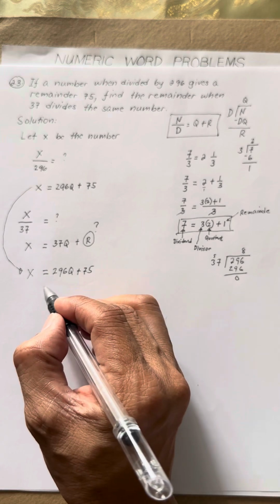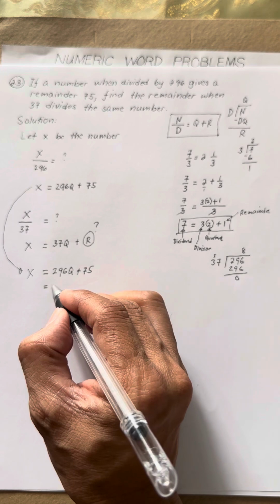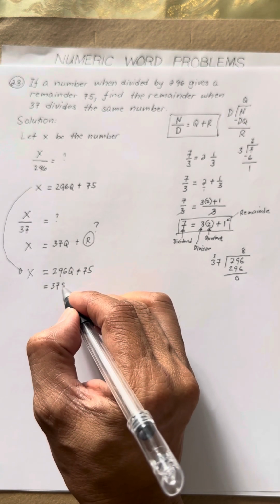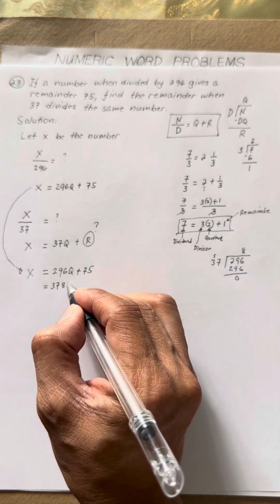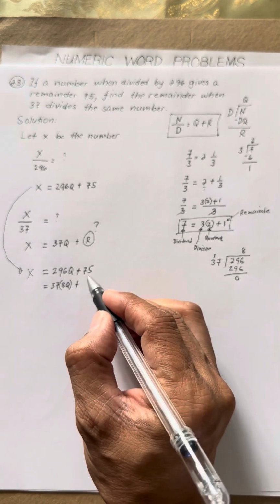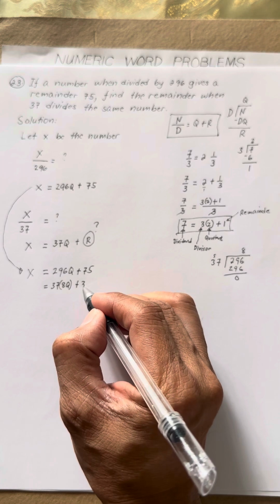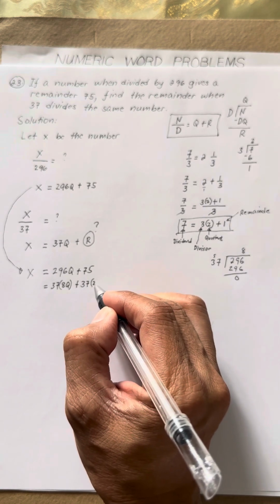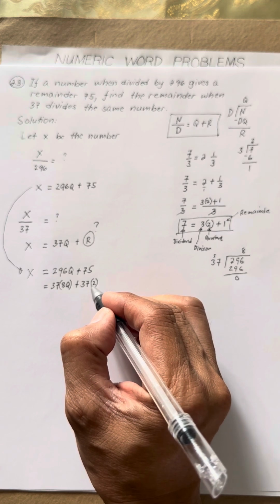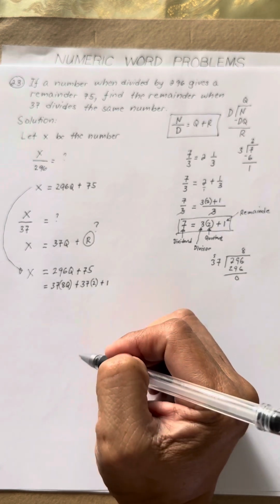So since 296 is divisible by 37 and the quotient is 8, we can write this as 37 times 8, then multiplied by the constant q. Okay? So something like this. Then plus 75, which can also be written in terms of 37. So this is 37 times 2. Okay? But 37 times 2 is only 74. So we need to add 1 to complete this 75.